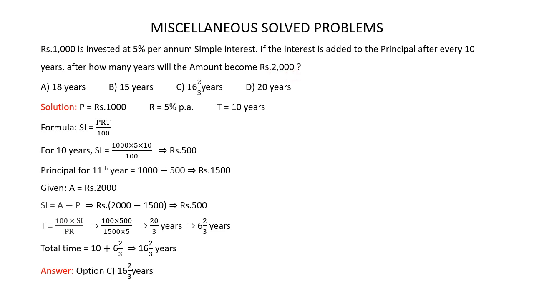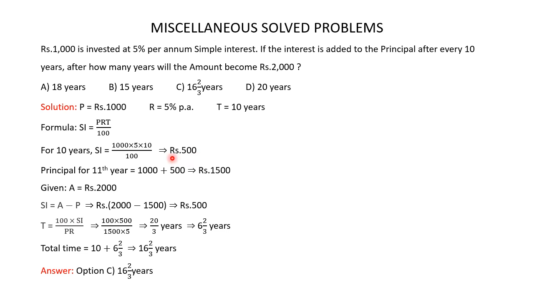Now it's given that interest is added to the principal after every 10 years. So first let's find out the simple interest for 10 years, using the formula SI is equal to PRT divided by 100. It's given that P is rupees 1000, R is 5% per annum, and we have to find the simple interest for 10 years. So for 10 years, simple interest is equal to 1000 multiplied by 5 multiplied by 10 divided by 100, which is nothing but rupees 500. So the simple interest for 10 years is rupees 500.